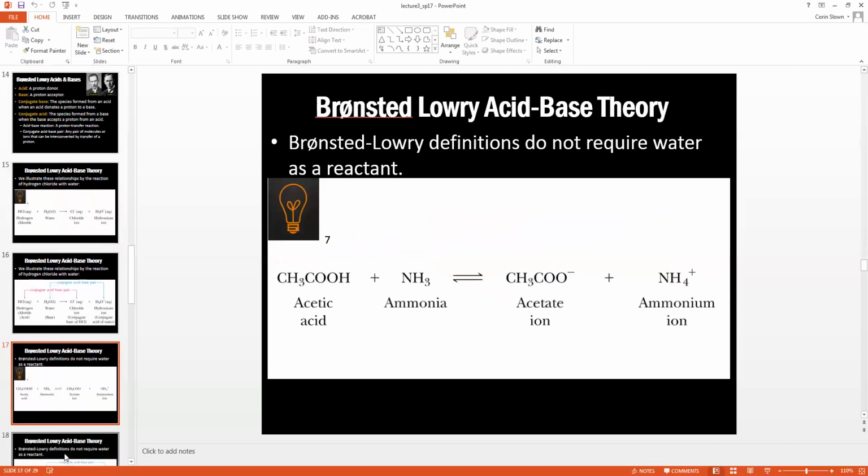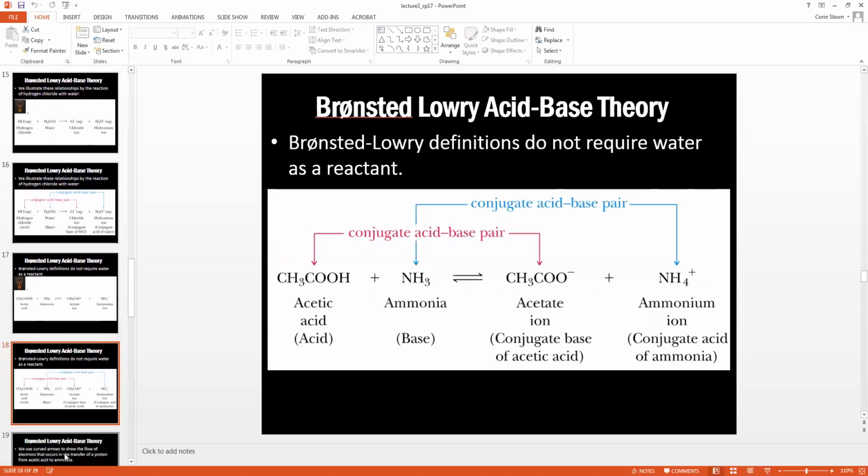So let's do that for something that's not water. For example, we're going to look at acetic acid and ammonia, which will form the acetate ion and the ammonium ion. Go ahead and assign acid, base, conjugate base, and conjugate acid. And if you want, draw a mechanism.